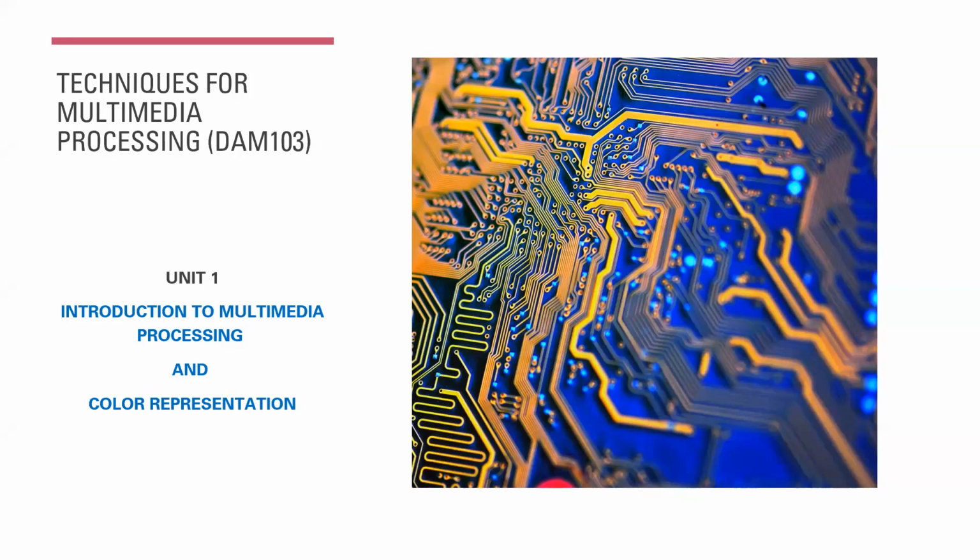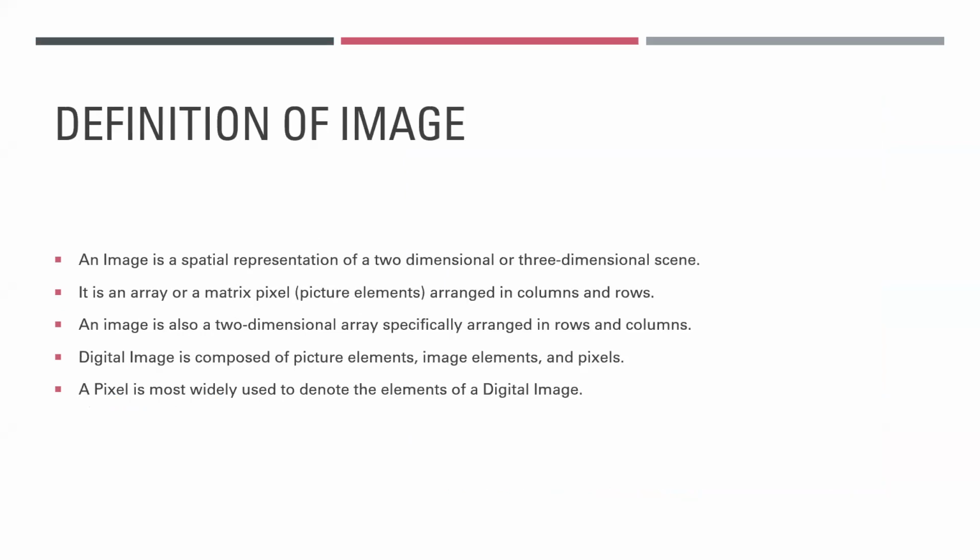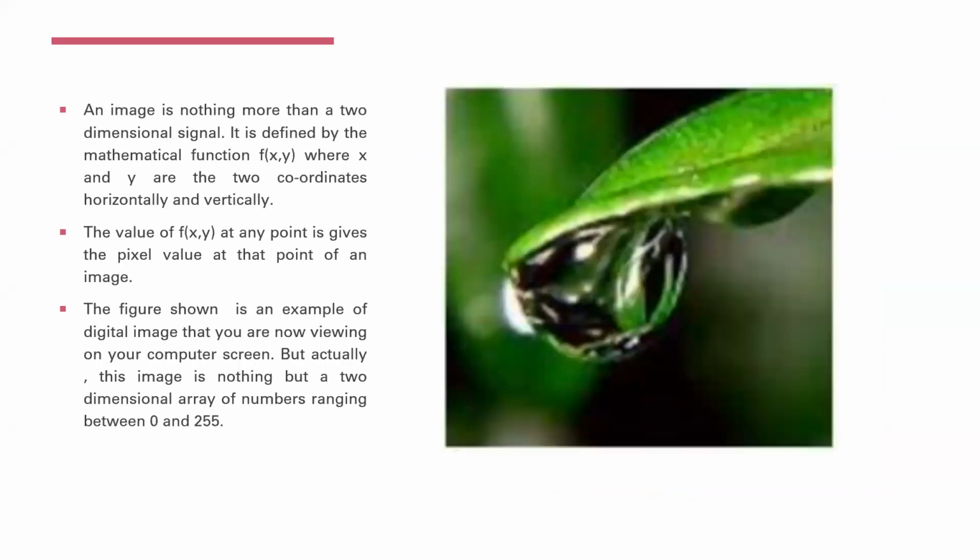So in the previous lecture, we have discussed the definition of image and raster graphics. We have seen that the image consists of an array of pixels arranged in rows and columns, and the smallest element of the image is known as a pixel. And we have seen that an image is a function of x, y, where x and y are the coordinates inside the image.